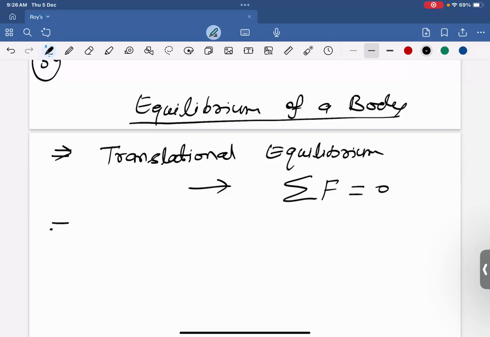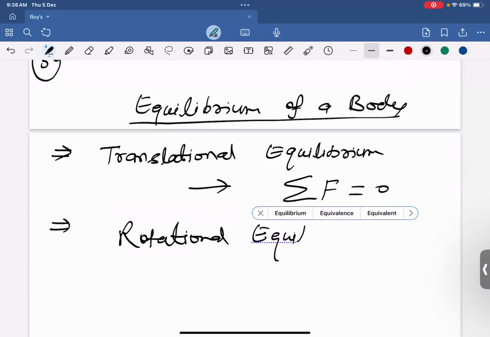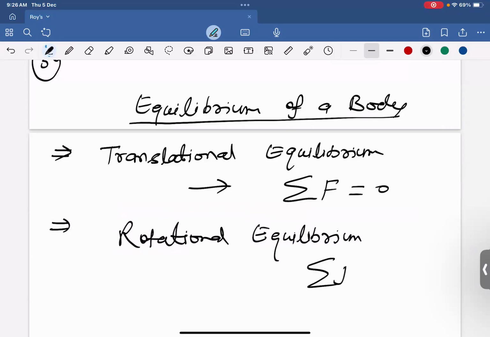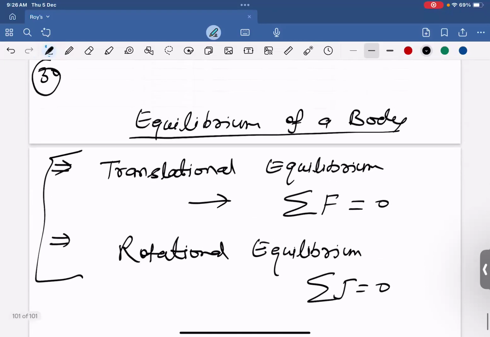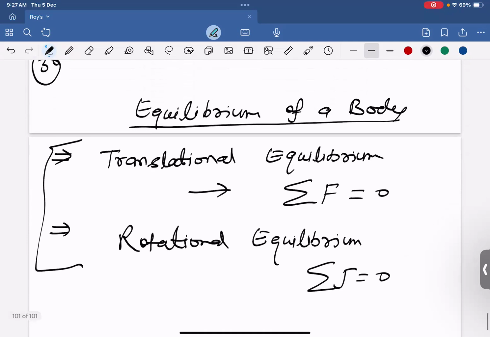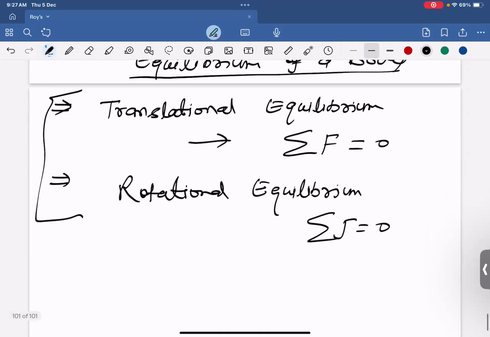And it should also be in rotational equilibrium. For rotational equilibrium, net torque acting on the body should be zero. If both conditions are there, then only the body will be in complete equilibrium. Understood? Understood.